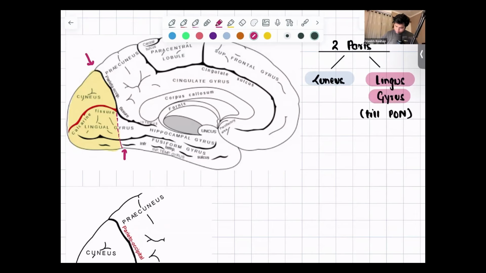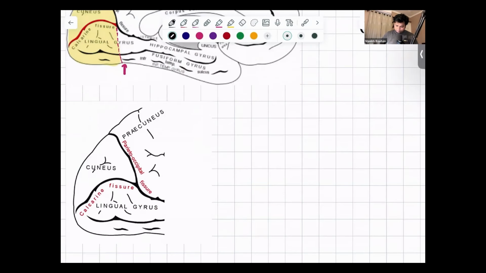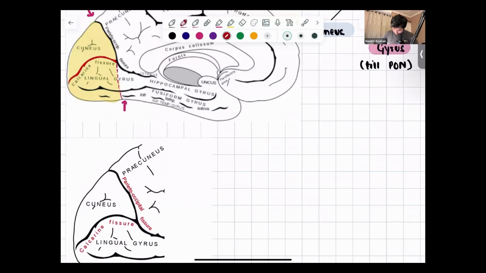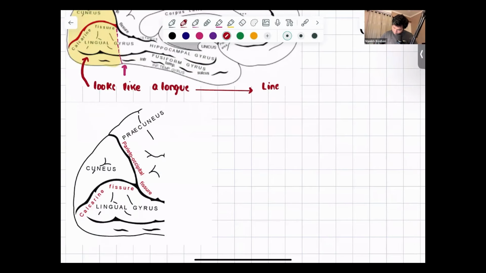Now, again, remember this. This appears like a tongue. That is why it is called lingual or lingula. It looks like a tongue, hence called lingula or lingual gyrus. In some books, you'll find that it is only written as lingula. So please note this thing. So cuneus and lingula.